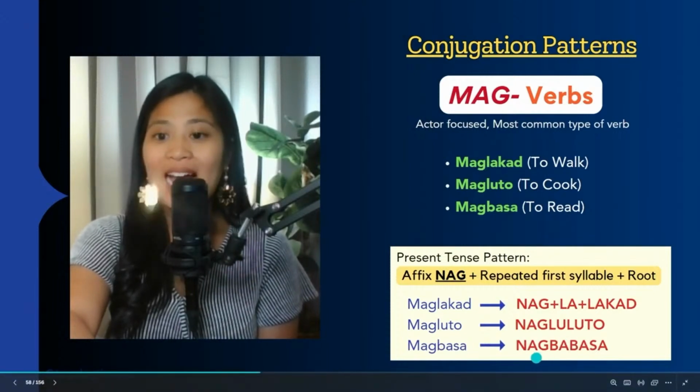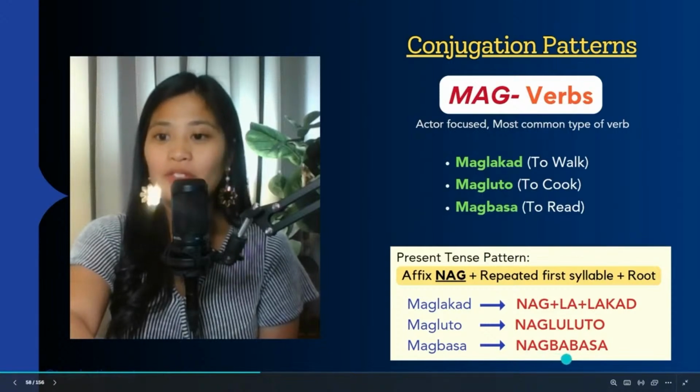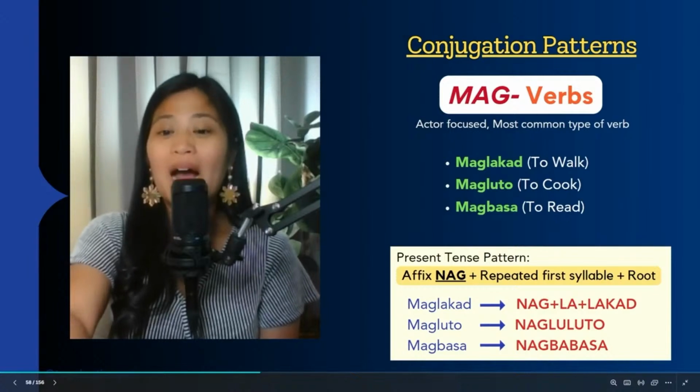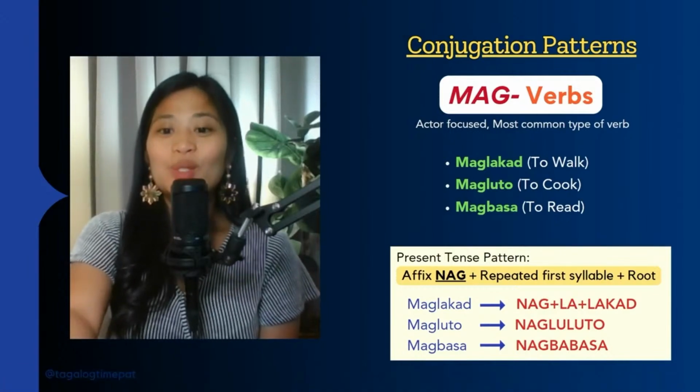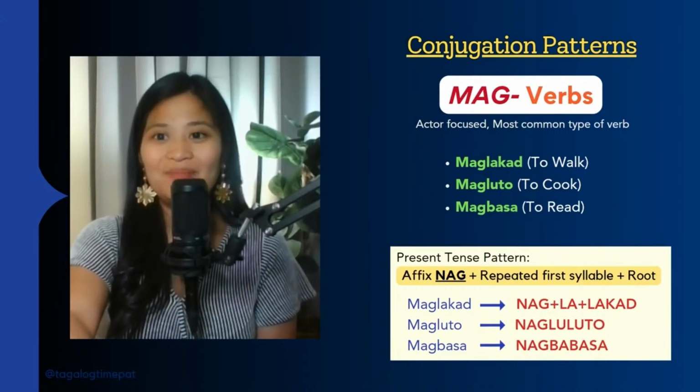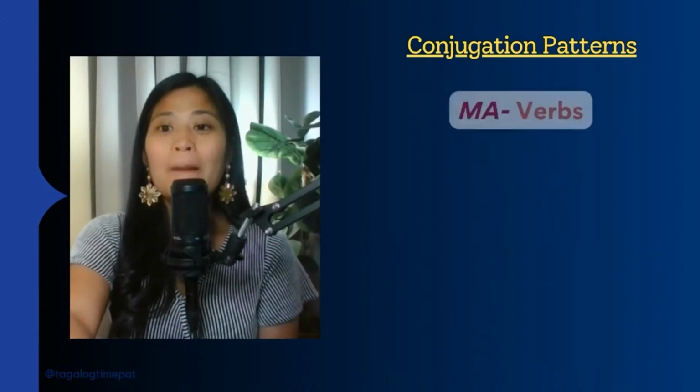Here's the affix nag, then there's a repeated first syllable, and then the root. Nagbabasa ako, I am reading. So that is how you would conjugate a mag verb in the present tense. Let's take a look at ma verbs.